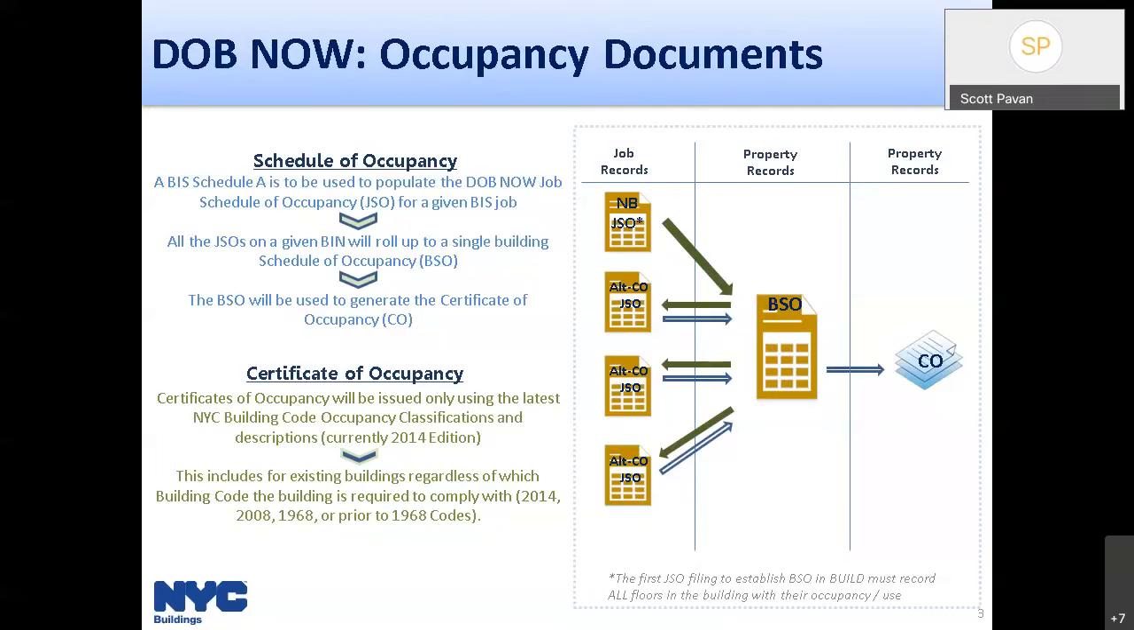BIS is the database of record for your application. And what BIS knows about your building is all kinds of information, but one of the things it knows is your BIS Schedule A, what was approved. And so in order to get that CO now, you're going to have to introduce to the DOB Now system the information associated with your approved BIS filing.